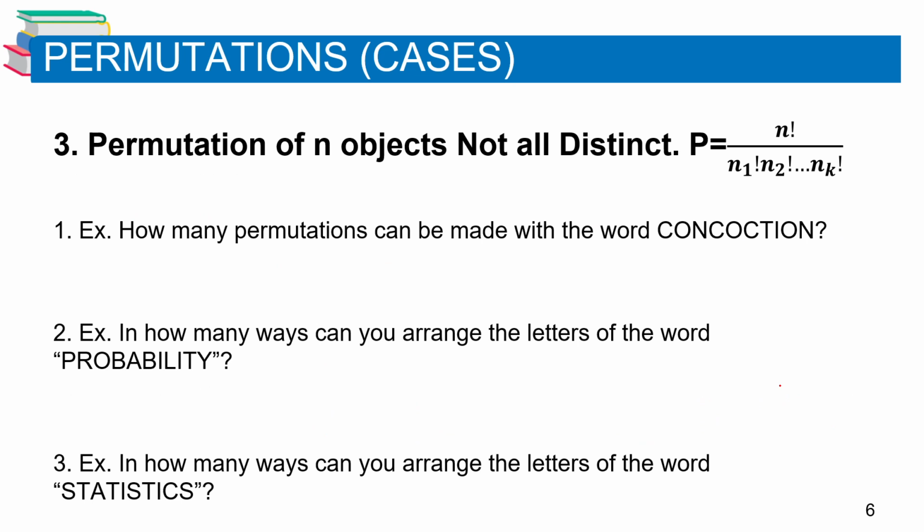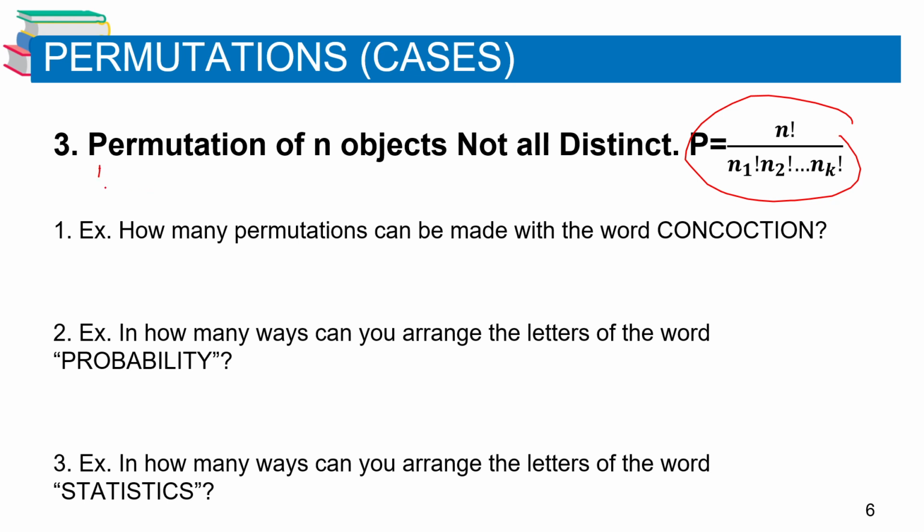Let us next have the permutation of n objects, not all distinct. This is the formula for not all distinct. When you say not all distinct, there are letters that are the same kind. So the formula is n factorial over n1 factorial, n2 factorial, and so on, up to nk factorial. Before proceeding with the examples, let us first apply it in a situation not having so many letters.